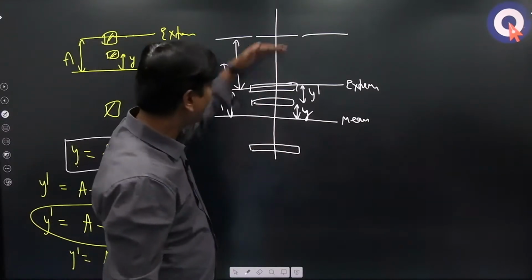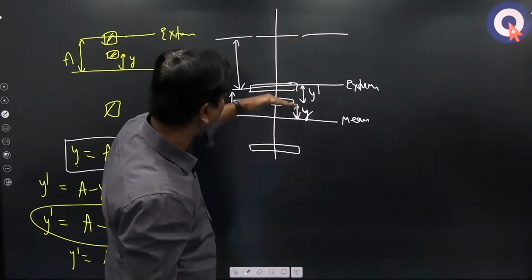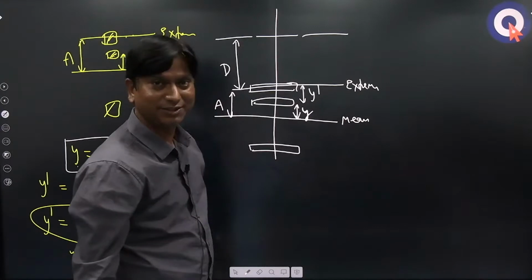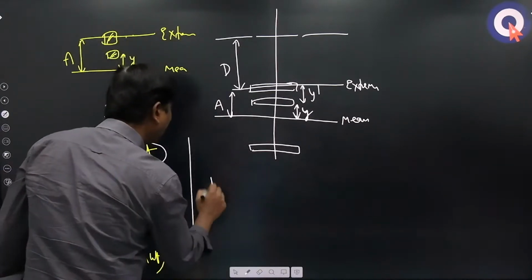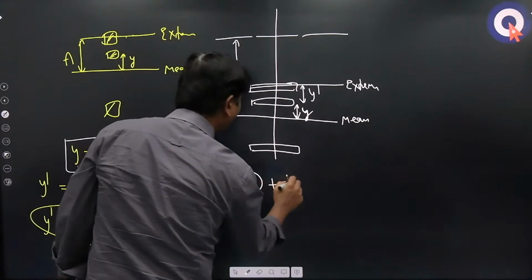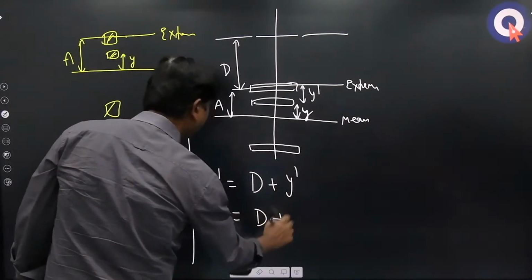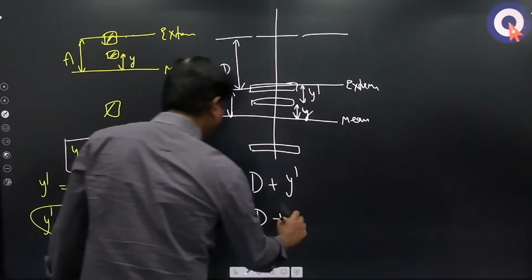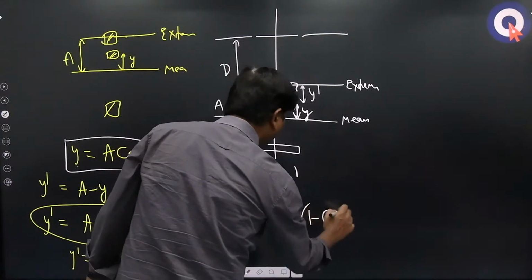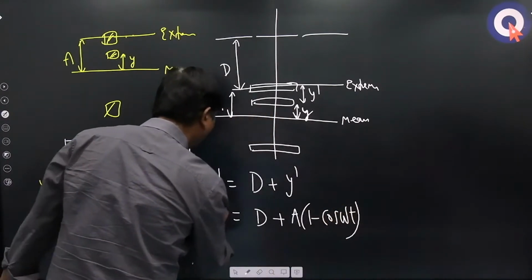Now, from here, what is the distance of the screen from here? D plus Y dash. So that is why your D dash is equal to D plus Y dash, which is A into 1 minus cos of omega t. You got what D dash is? That's all.